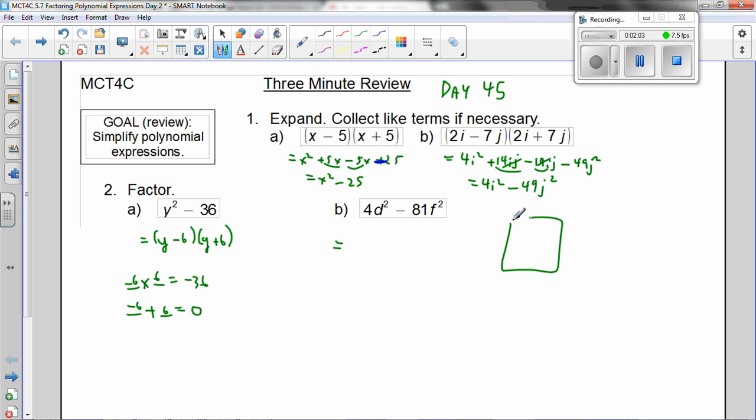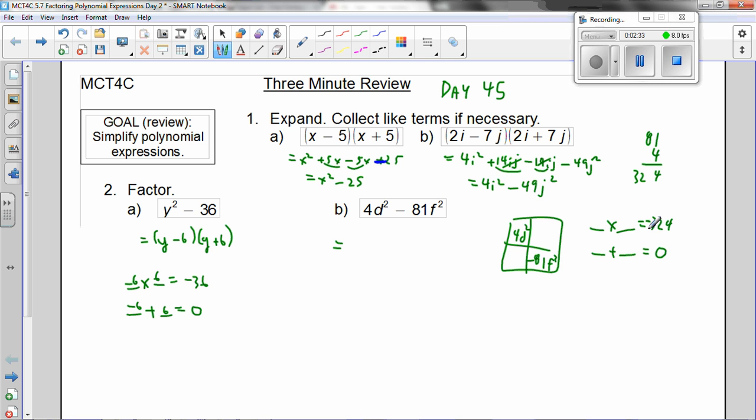This one, how do I want to do this one? Well, maybe I'll do it box method. First term is 4d squared. Second term is negative 81f squared. And I want numbers that multiply to get, well, whatever 4 times 81 is. Multiply to get 324. And add to get, what's the middle term? 0.